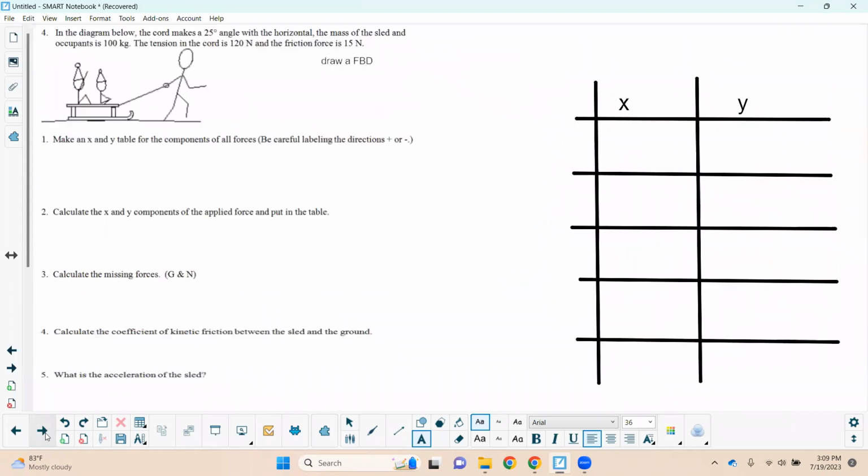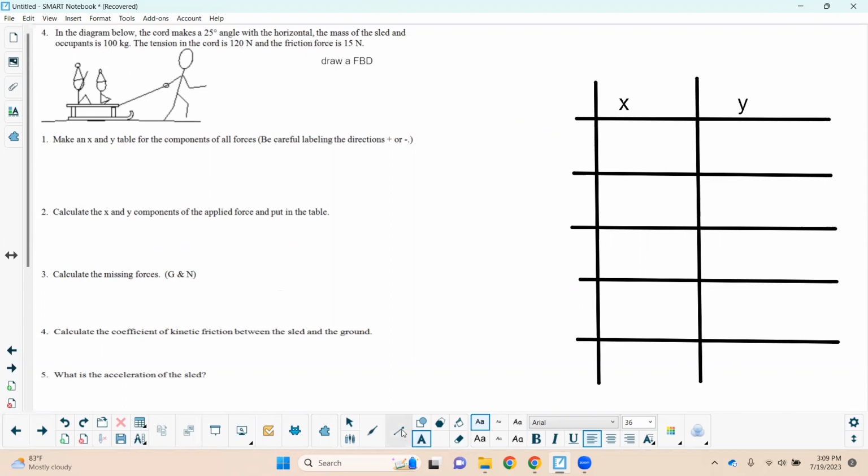Okay, so let's try to get to the last one here. The last one is another picture where it has a person pulling on a rope on like a sled with, looks like, children on it. The mass of the sled and the occupants is 100 newtons. The tension in the cord is 120. It's at an angle of 25 degrees. There's friction in this one. So there's a lot of stuff going on, and we're going to go through this basic same procedure.